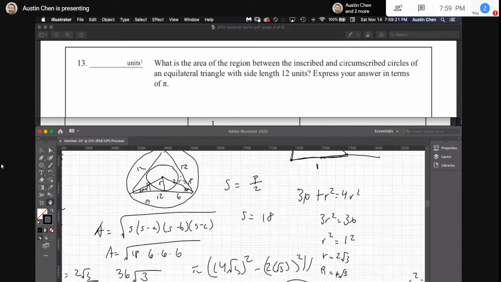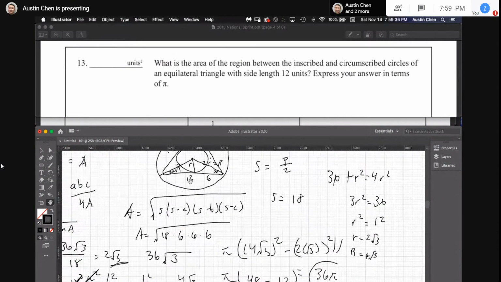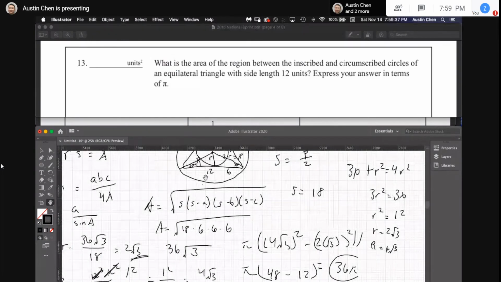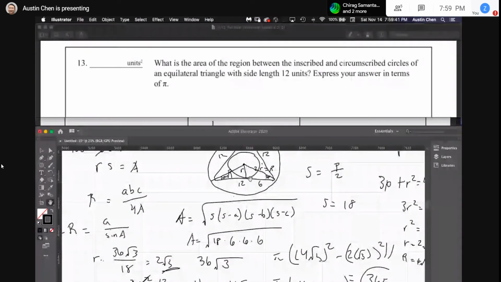So maybe that's also nice to know that the circumradius of an equilateral triangle is exactly double its inradius. So yeah, you could do it like this if you wanted to, but you could do it both ways, sure. Anything else you want to say, Bill?